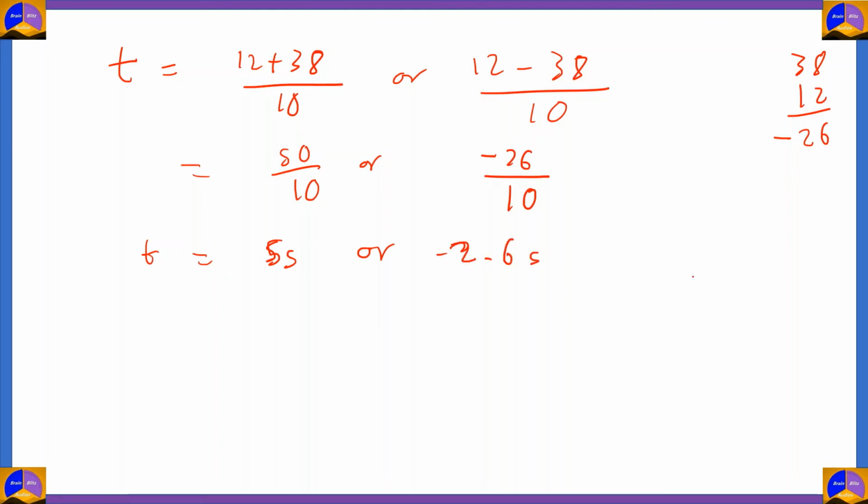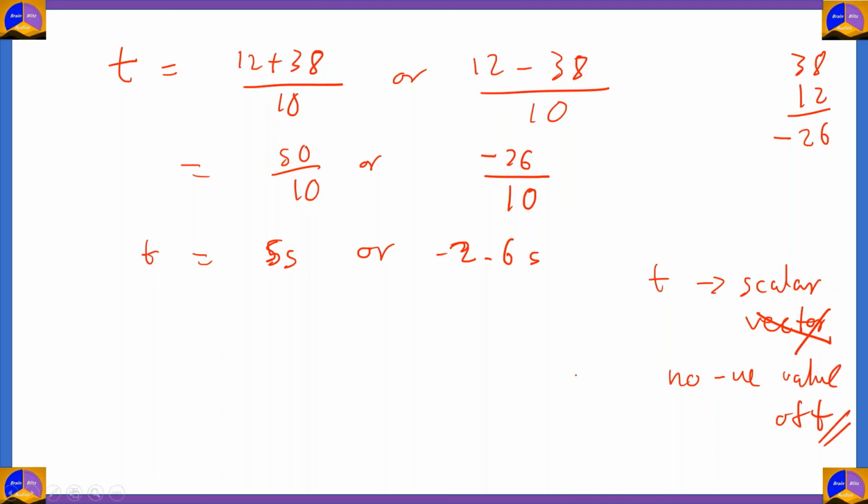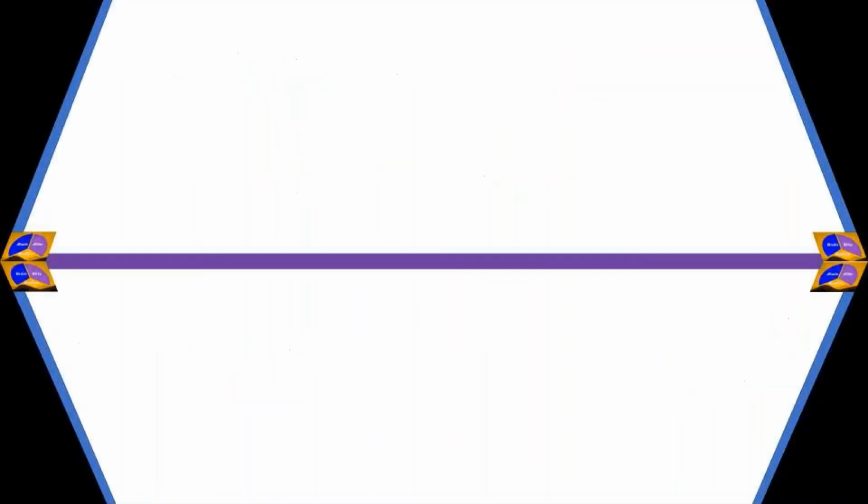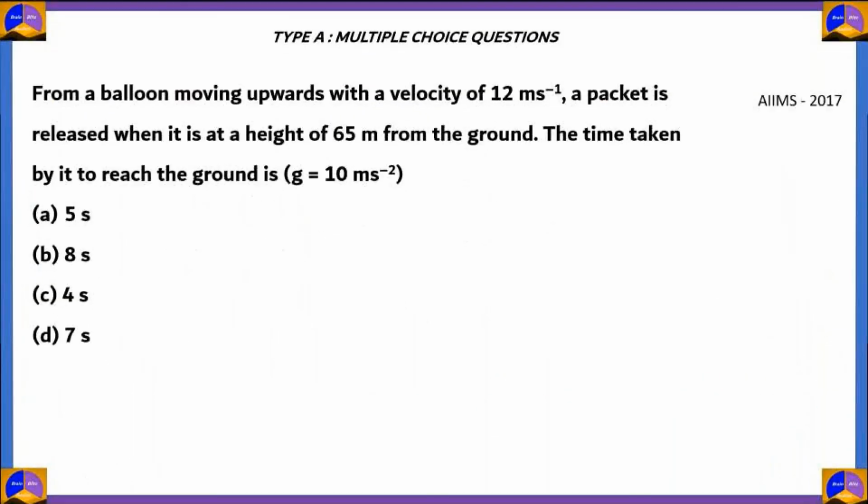But you'll immediately recall that time is a scalar quantity, not a vector quantity. That means there is no negative value of time. So therefore, we can eliminate minus 2.6. So the value of t will always be equal to 5 seconds in this scenario. Even after using the quadratic formula, we have reached the right answer. So therefore, time is equal to 5 seconds.